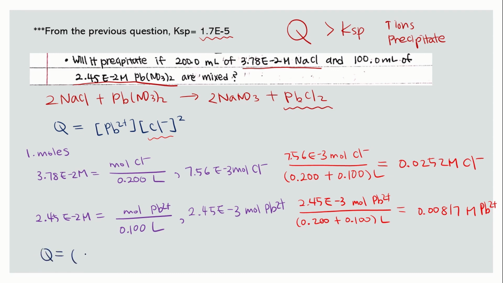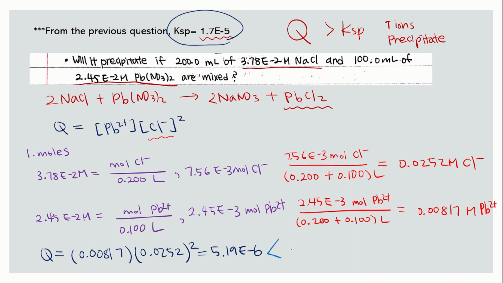Q equals 0.00817, the concentration of lead ions, times 0.0252 squared, which equals 5.19 E negative 6. Now we compare the value for Q with the value for Ksp, which was 1.7 E negative 5. And we see that the Q value is less than the Ksp value.